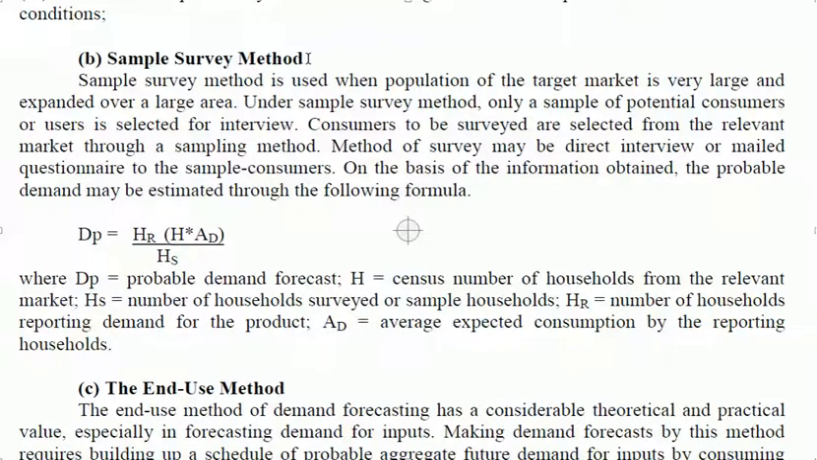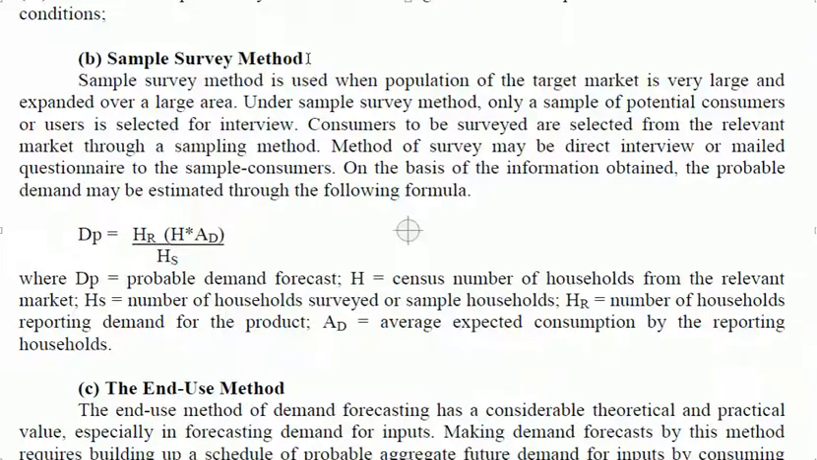And the second one is about sample survey method. In sample survey, we are not going to ask the entire population, but we are going to select a sample from the population which is our target market. Some of the people will be asked, and whatever answer those people give, we will multiply it with the number of people, and then we figure out that this is the answer of the entire population itself.